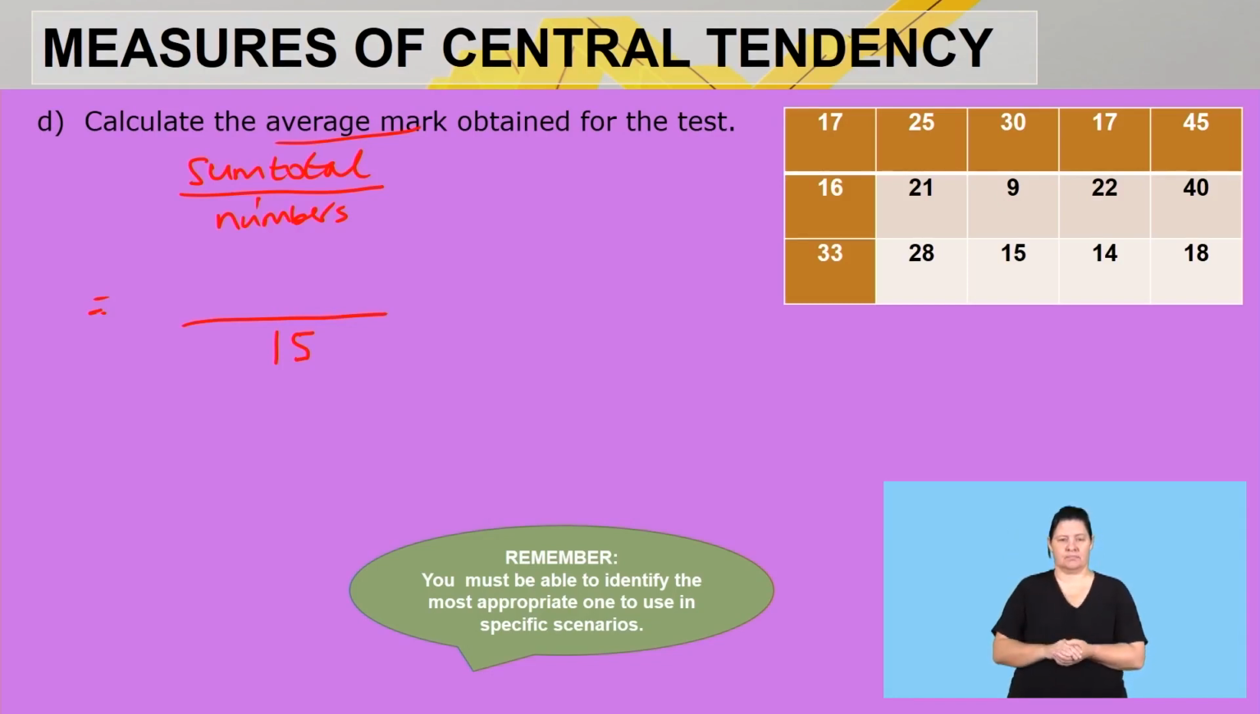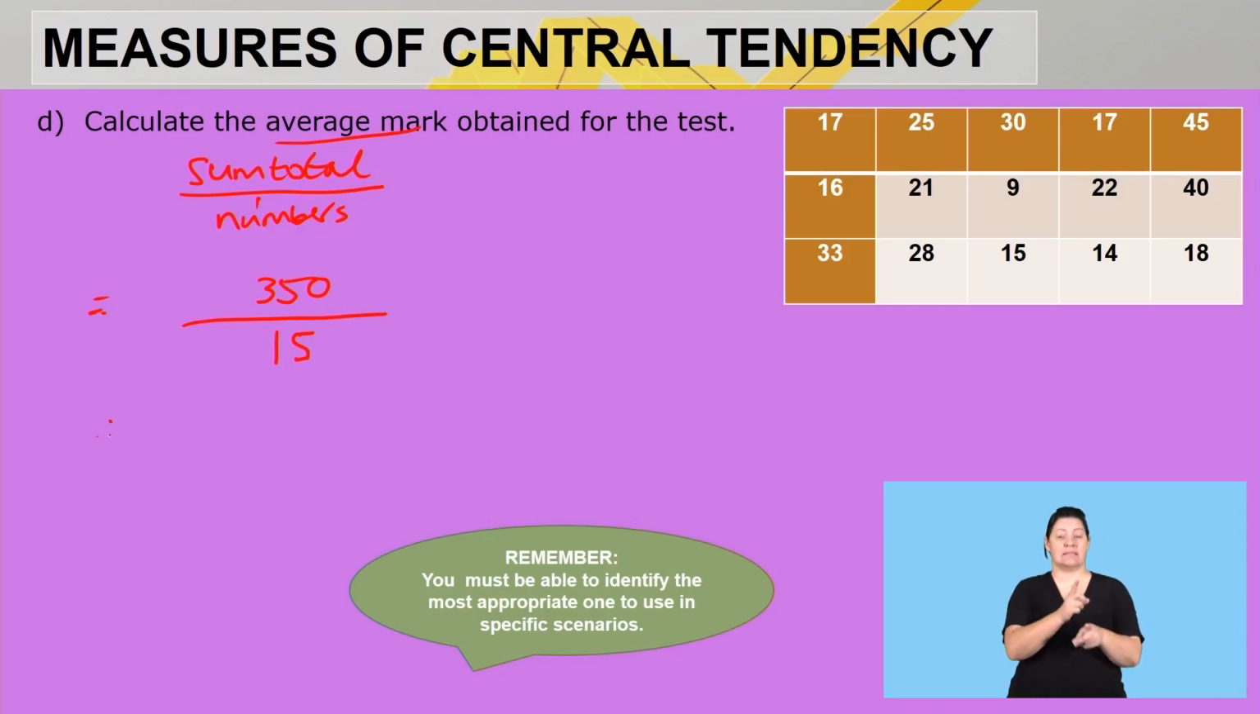So I'm going to work vertically by adding, say, 17 plus 16 plus 33 plus 25 plus 21 plus 28 plus 30 plus 9 plus 15 plus 17. I'm going to add 22, my 14, 45, 40, and lastly, my 18. Right, so if I do this, I get a sum total of 350. So therefore, I'm taking 350 and I divide that by 15.